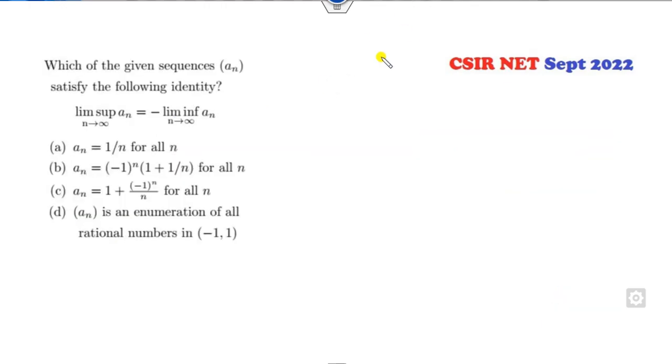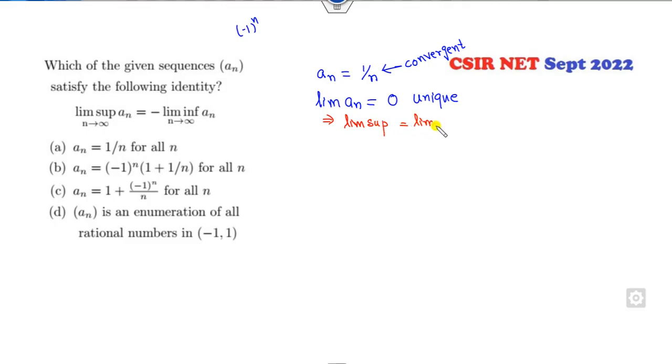Look at this another one. Again you have to see sup and lim. Okay, look at the first case. An. There is no minus 1 raised to power n, so there is no need. What is the limit of An? It's 0, which is unique. So what is the meaning of that? This is convergent. Once this is convergent, limit supremum and limit infimum are both the same and must be the same as the limit. And you can see 0 is equal to minus 0, satisfied.